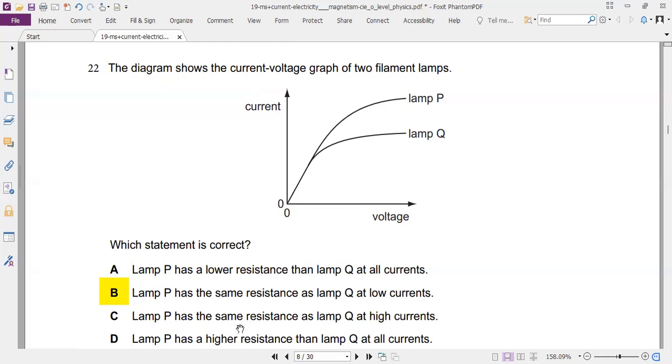Option C, lamp has the same resistance at all high currents. No, they don't have the same resistance. Option D, lamp P has higher resistance than Q at all currents. No, that is wrong. So the correct choice is lamp P has the same resistance as lamp Q at low currents. That's correct. At low currents, they're both showing the same voltage-current relationship.